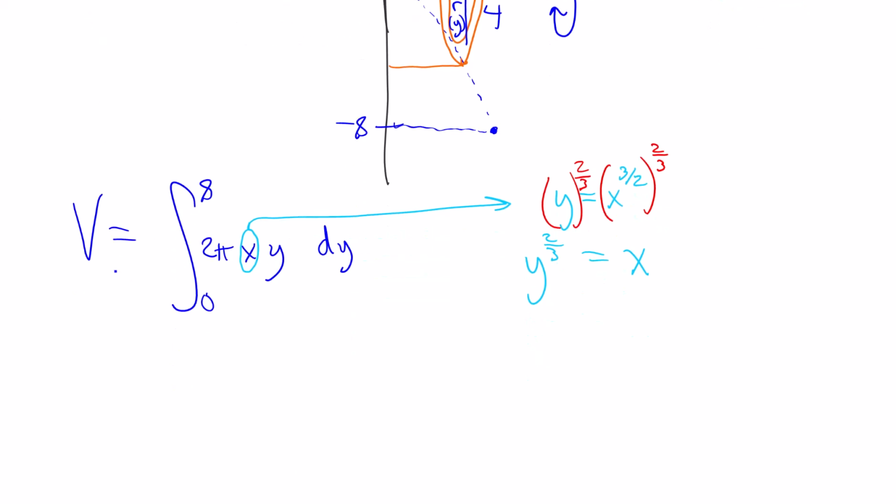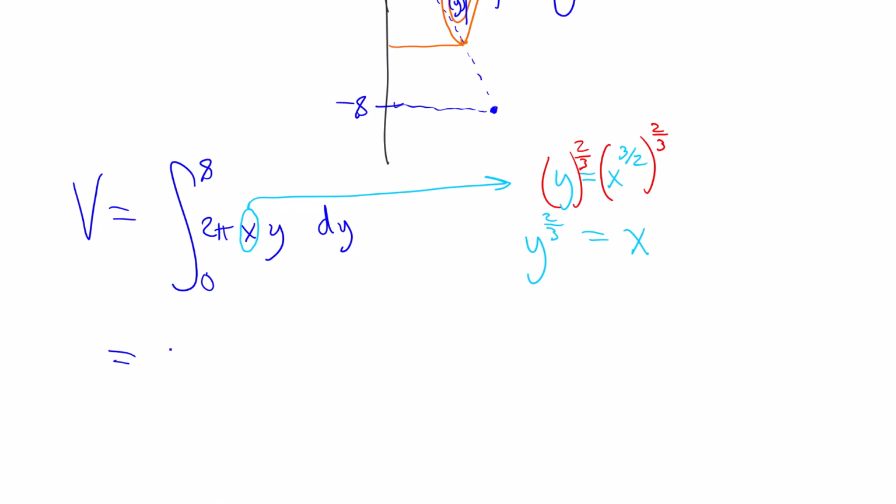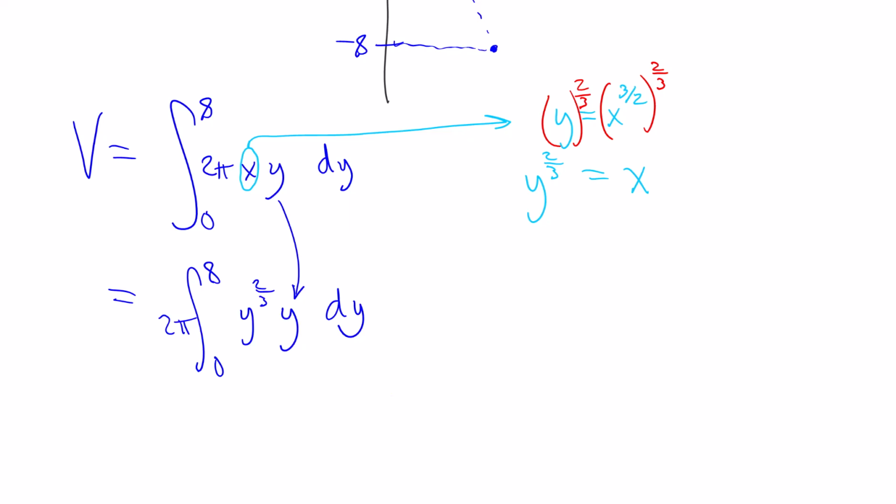So let's now do this as another step. So really our volume integral is from 0 to 8 of 2 pi. I'm going to put the 2 pi out front. Remember, that's just a constant. You can let those float out in front of the integral. And then x is going to be replaced with y to the 2/3. But then we also have that y that was there in the 2 pi xy. That y is still there. It's the x that got replaced. And then, of course, we still have our dy for variable of integration.